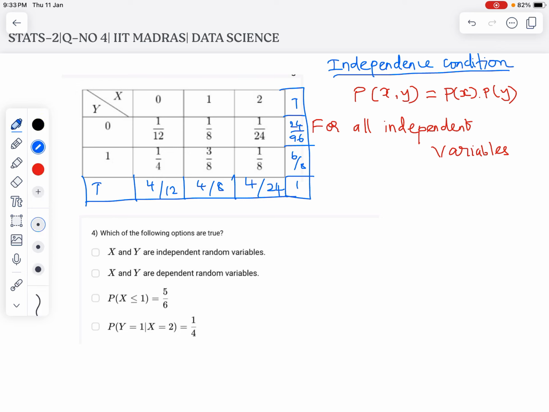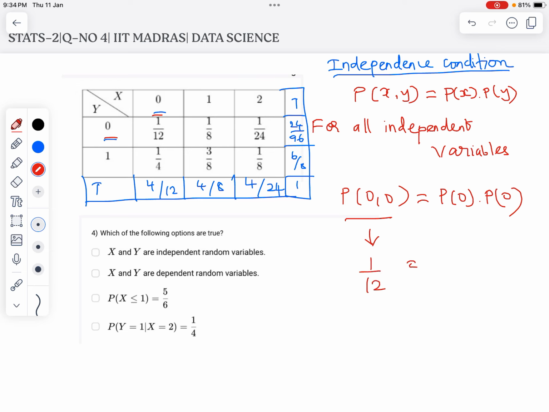So first I am going to take 0 and 0, the value of x 0 and the value of y 0. So probability of 0 comma 0 is equal to the individual probability of the x value 0 and the individual probability of y value 0. Now first let us look at the LHS. LHS is left hand side. So for 0 and 0, the value we are going to get is 1 by 12.